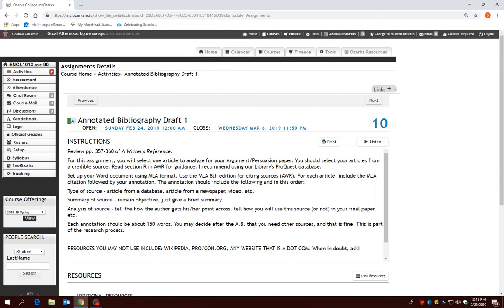It explains here the details. You can find information about annotated bibliography on pages 357 to 360 in A Writer's Reference, so look over that carefully. What you are doing is really a shortened version of the rhetorical analysis.